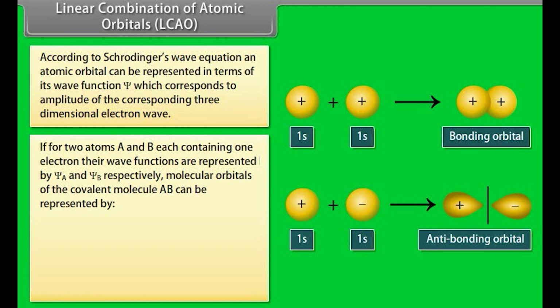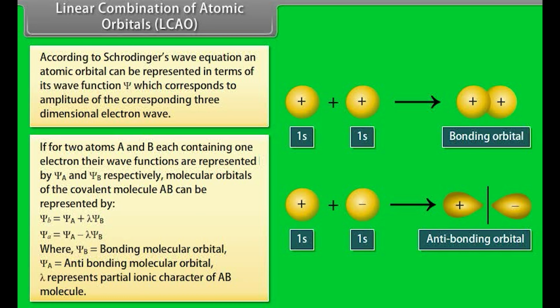Molecular orbitals of the covalent molecule AB can be represented by psi b equals psi A plus lambda psi B, and psi a equals psi A minus lambda psi B, where psi b is the bonding molecular orbital and psi a is the anti-bonding molecular orbital. Lambda represents partial ionic character of the AB molecule.